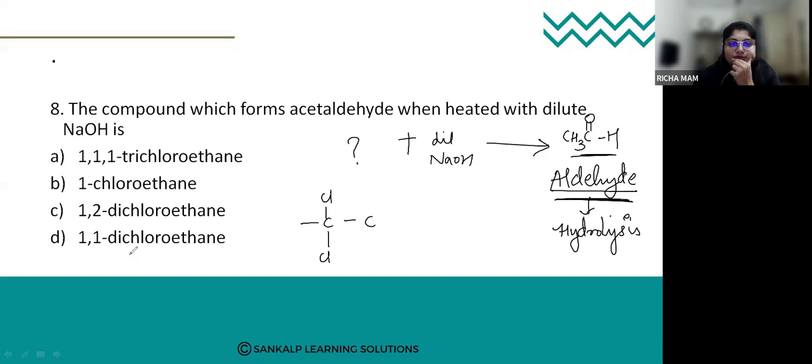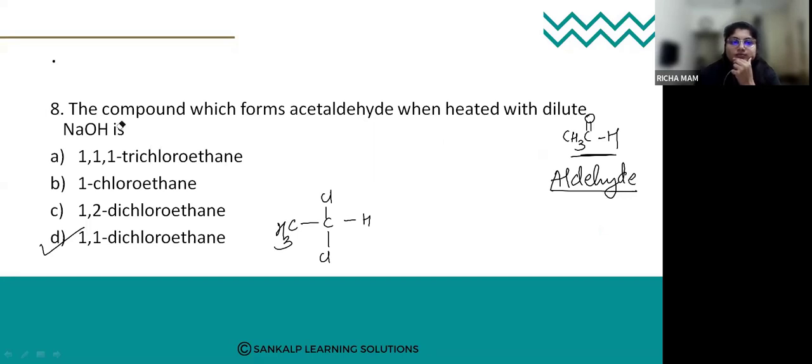So if I take 1,1, and 1,1 means on the same carbon, so 1,1-dichloroethane. So this is 1,1-dichloroethane. If I treat it with NaOH, what will it give? Okay, let me write it properly. So this is 1,1-dichloroethane.